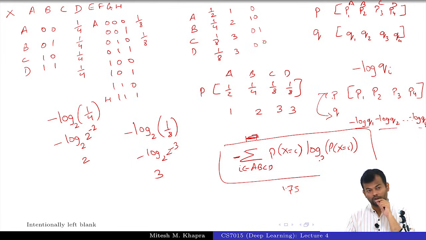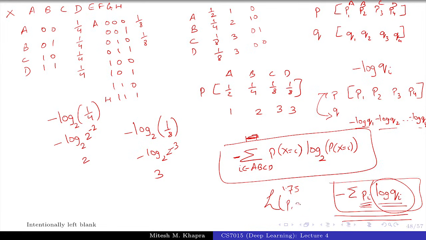Why is it so? What is the property that you would want this difference to have? If P is equal to Q, then not 0 maybe, but it should take the lowest possible value. So this function, the loss of P comma Q, which we're calling the cross entropy, should take its minimum value when P is equal to Q, because at that point you're not really making any loss. That's the best you could have done. Does this function take its minimum value when P is equal to Q?